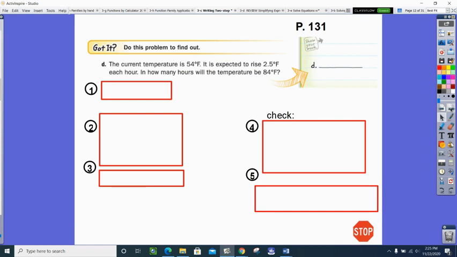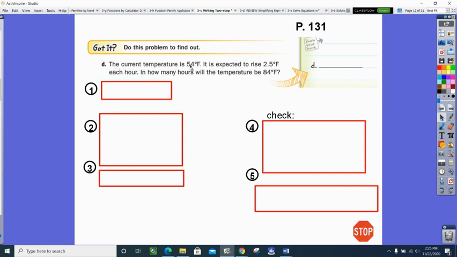So we have one more example here that I'm going to ask you to pause the video, and the Edpuzzle should do it for you. And I want you to define a variable. I want you to write an equation and solve it. I want you to check it, and I want you to answer the question. So pause the video and try to do this one yourself after I finish reading it.